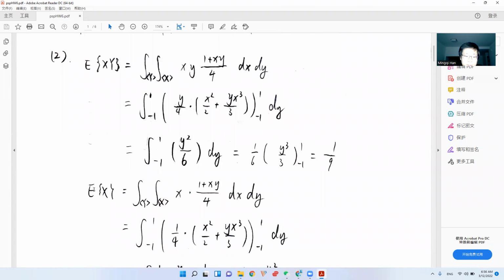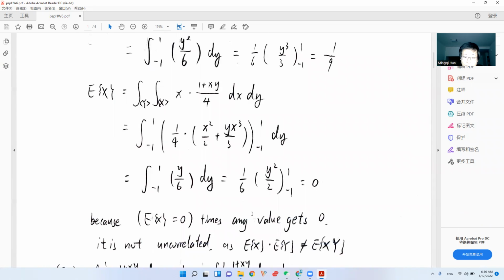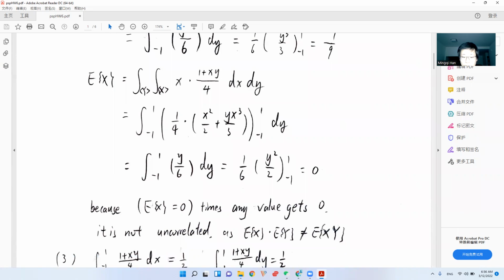For solving the expected value of x, we plug in the same equation, but instead we just have an x here, without a y. We still do the integration over x and y. Solving this, we get 0. There's no need to solve for E[Y], because we all know that 0 times anything equals 0. We know that E[X] equals 0, and 0 times E[Y] is definitely not equal to 1/9. That gives us the conclusion that they are not uncorrelated.